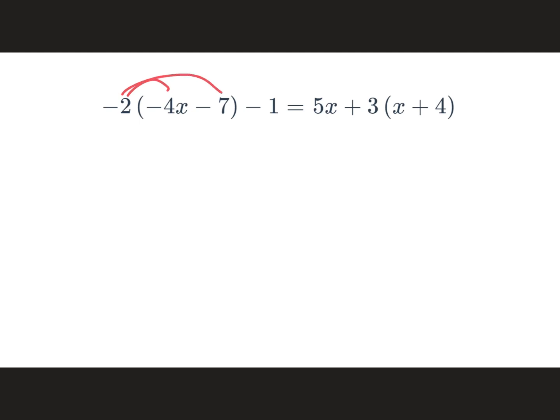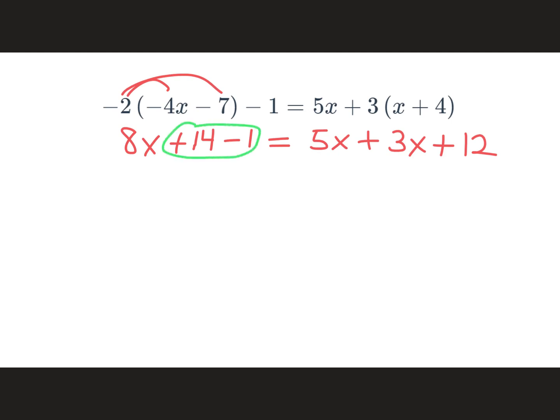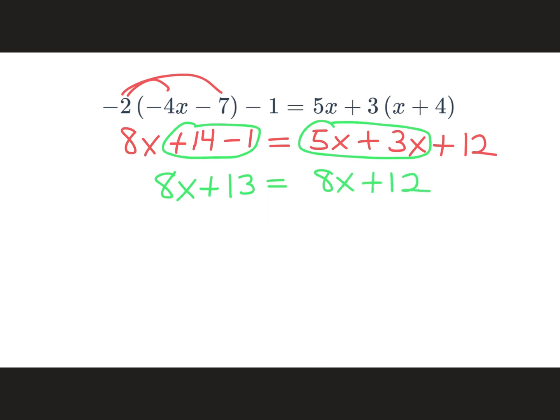Distribute. So I have a positive 8x plus a 14 minus a 1. And over here I have a 5x plus 3x plus 12. Next, combine like terms. Simplify each side by itself. So I have an 8x plus 13. And I have an 8x plus 12. Oh, they both have 8x's. That's fantastic because I know what's happening.